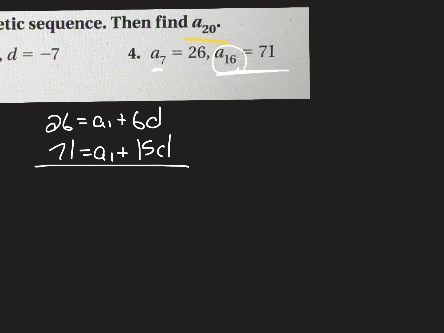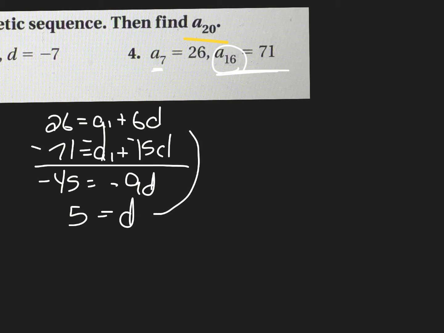So what I'm going to do is subtract the second equation from the first one. So I would get negative 45. The a1's cancel. And I would get negative 9d, which means d is 5. That's the common difference. Now if I plug 5 back in up here, I'll get 26 equals the first term plus 6 times 5, which is 30. If I move the 30 over, my first term is negative 4.